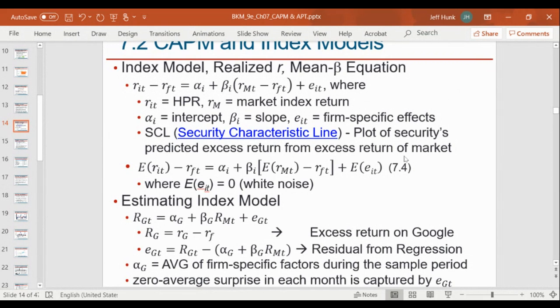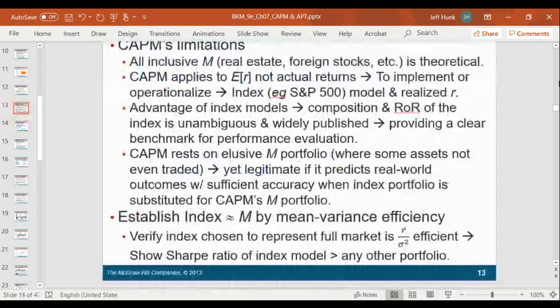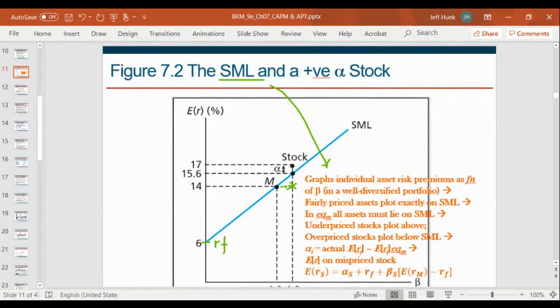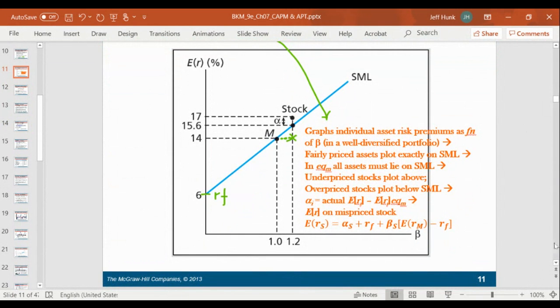Now, we already know what the security market line is. The security characteristic line is something similar to the security market line, but there's a slight difference. Remember, in the security market line, the horizontal axis is beta. But in the security characteristic line, the horizontal axis is the market excess return. Let me take you back to the security market line: the vertical axis is the expected return, and the horizontal axis is beta.